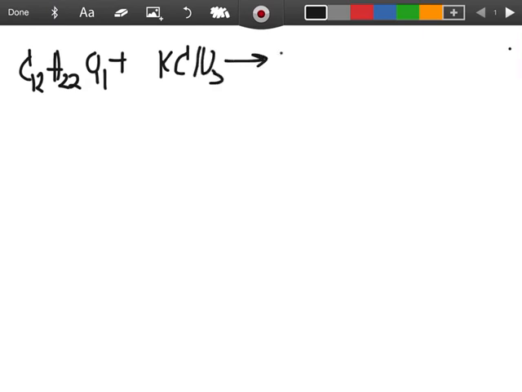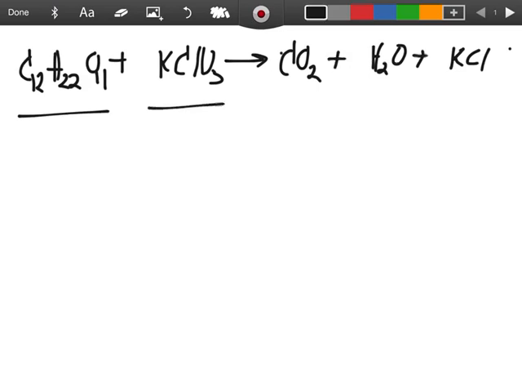So imagine that you have a fuel, in this case sugar, and the minimum formula is going to be C12H22O11 plus an oxidizer, which is going to be KClO3, that is going to give me as a result CO2 plus H2O plus KCl. Okay, so this molecule is fuel, this molecule is an oxidizer, and first and foremost we need to make sure that the reaction is balanced.